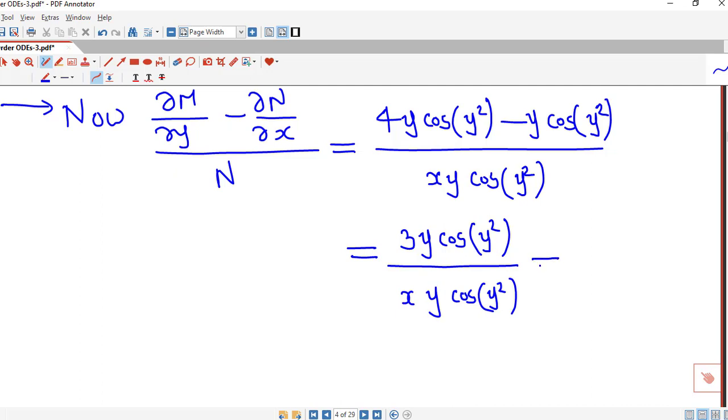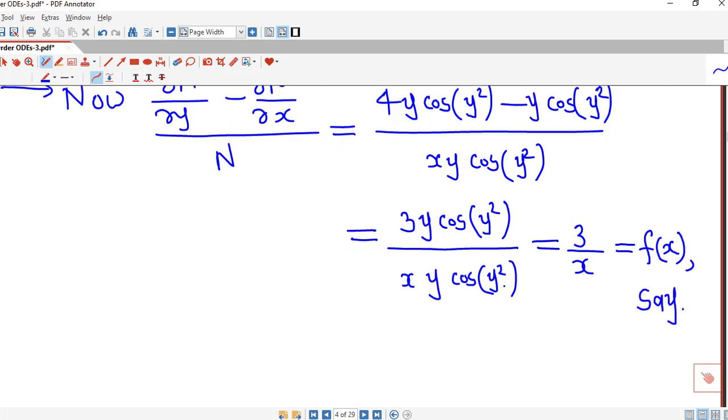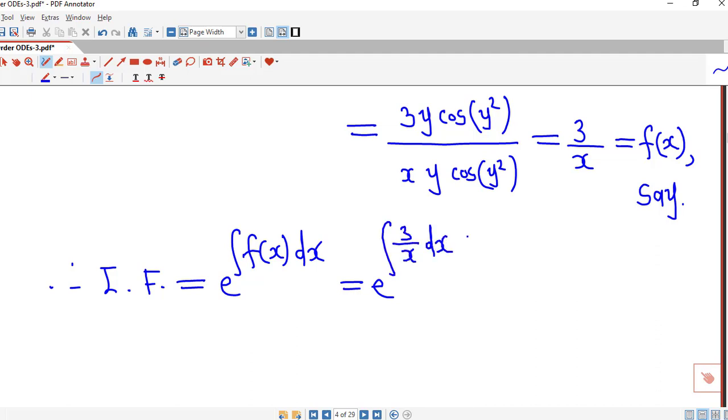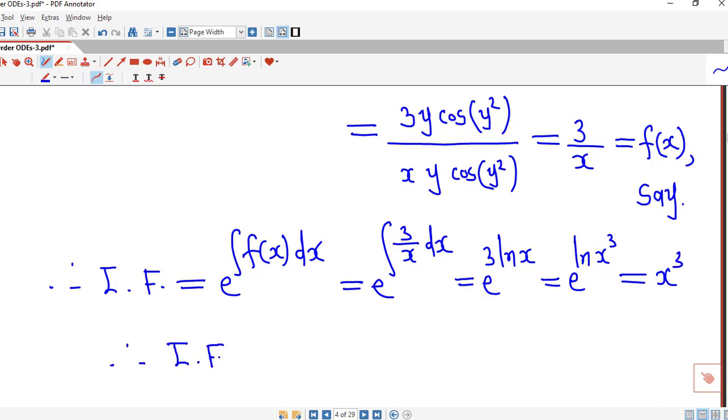So y cosine of y square will cancel out and we are left with a function of x only. So here also we can use working rule 1 to find the integrating factor. We have integrating factor equal to e to the power integral of f(x) dx, which is here the integral of 3 by x dx, which is equal to e raised to 3 times log x. The integral of 1 by x is log x. This we can rewrite as log of x cube using a property of logarithm. So we have integrating factor equal to x cube.